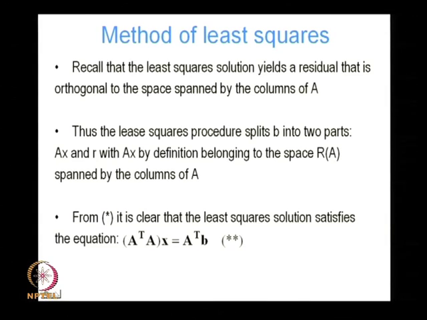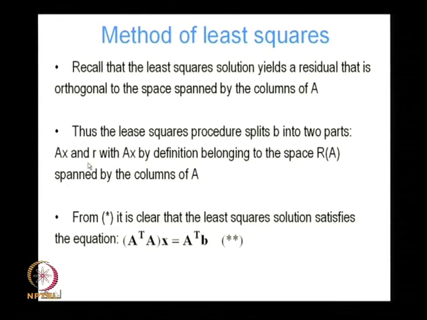Why does A x belong by definition to the space R A? Because after all, what is A x? A x is nothing but a linear combination of the columns of A, right? If you expand it, A x is nothing but column 1 of A times x 1 plus column 2 of A times x 2, and so on and so forth. So, A x is a linear combination of the columns of A, and therefore, it must belong to the space R A, which is spanned by the columns of A, and then we have R, which is orthogonal to the space.